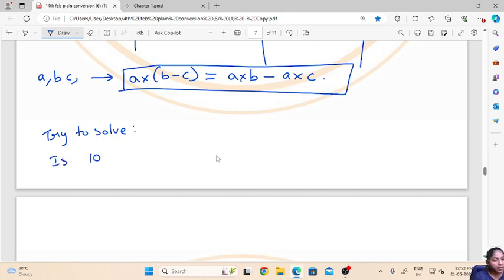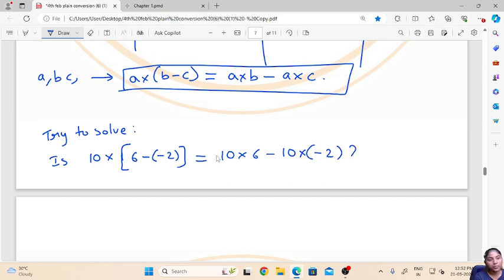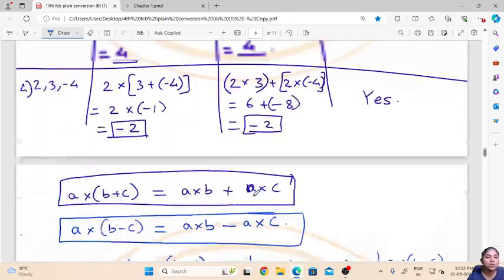So is 10 multiplied by 6 minus 2 equal to 10 multiplied by 6 minus 10 multiplied by 2? Now, is this true? Here also it is in the same format, that is A into B minus C is equal to A into B minus A into C. So it is the same thing that we have solved. This is all for this class.